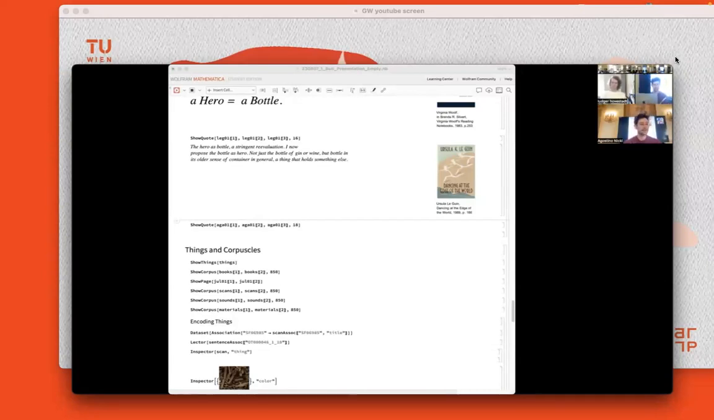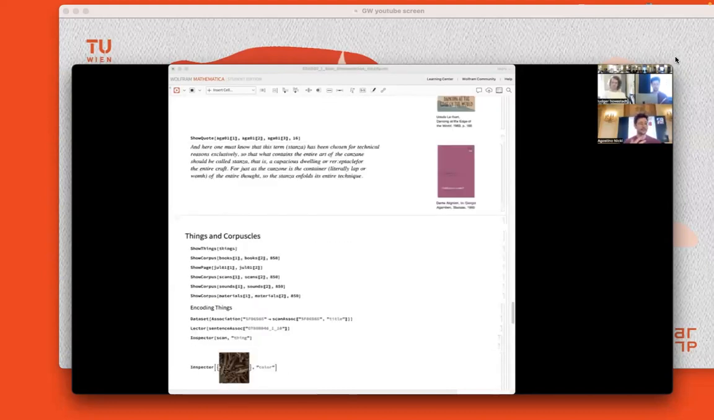Dante epically conserves his quest by versing his encounters into versicles, stanzas, and canzones. He writes that what contains the entire art of the canzone should be called stanza, that is, the capacious dwelling or receptacle of the entire craft. For just as the canzone is the container of the entire thought, so the stanza enfolds its entire technique. So we can think of a hero as being no one in particular, but as someone or something that collects things into a bundle and keeps them safe.